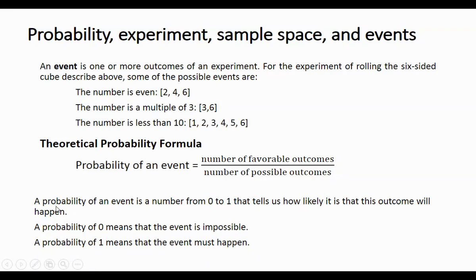So the probability of an event is a number between 0 and 1, that tells how likely the outcome is to happen. Now, if the probability is 0, this means that the event is impossible. And if the probability is 1, that means the event must happen.